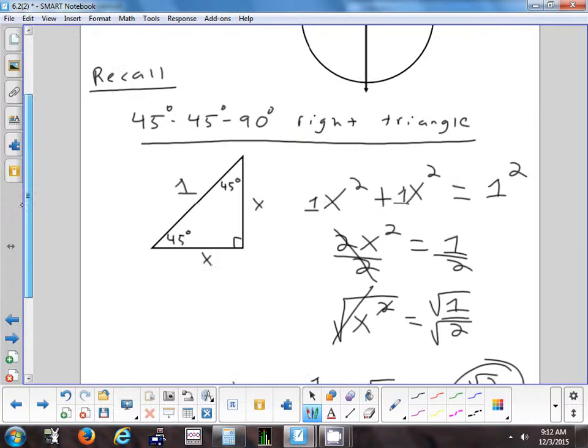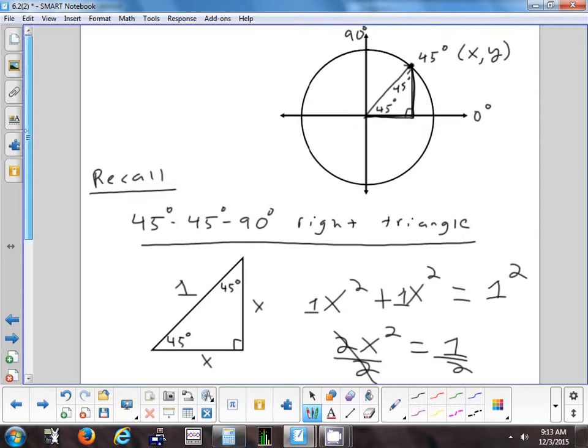Okay, so let's go back up. What is the length of the bottom side? Which was x. Square root of 2 over 2. What was the height of this triangle? Same thing. So the coordinates to get to 45 degrees, you need to go right, how much? Square root 2 over 2. And then you need to go up, how much? Square root of 2 over 2.